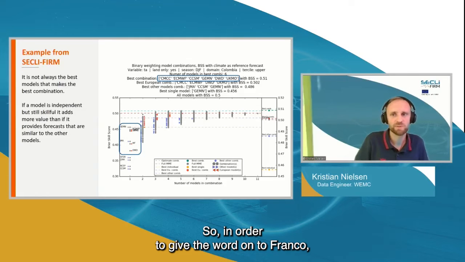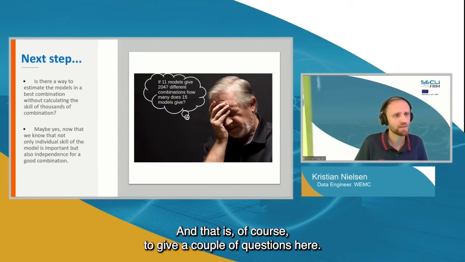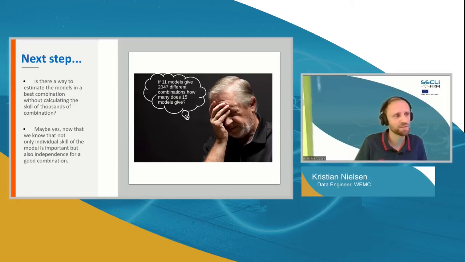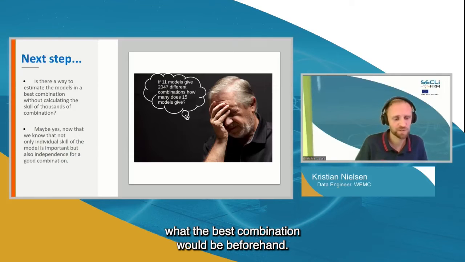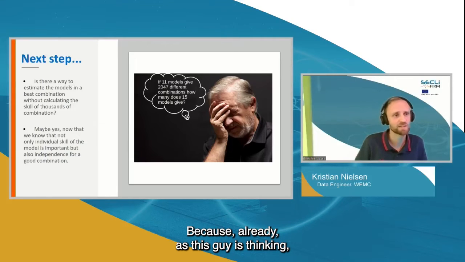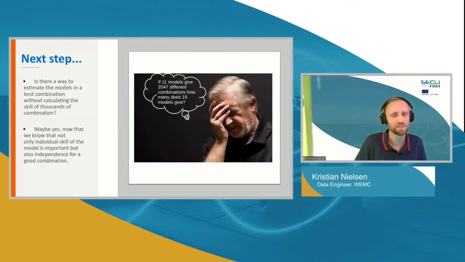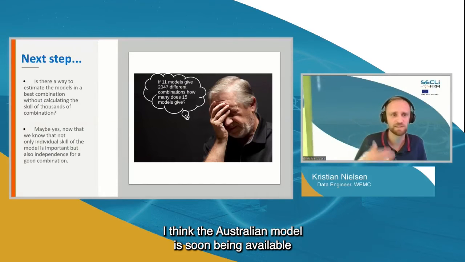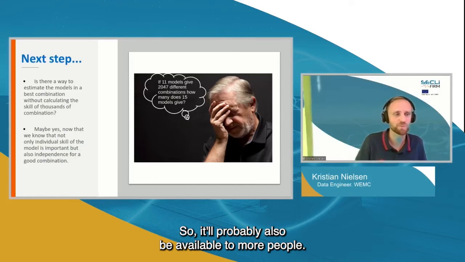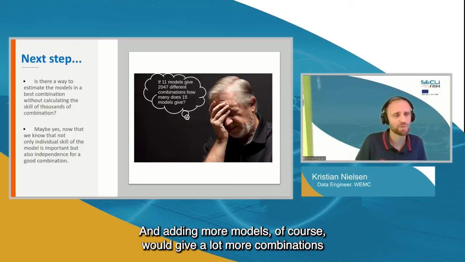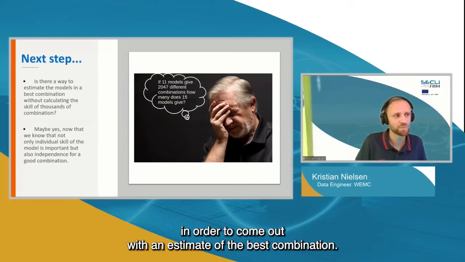So, in order to give the word on to Franco, I here want to show you my last slide. And that is, of course, to give a couple of questions here. First of all, it could be interesting, of course, to know if we could figure out what this best combination would be beforehand. Because already, as this guy is thinking, having 11 different models gives us 2,047 different combinations we need to check. So if we added more of the models that actually exist out there, I think the Australian model is soon being available in the Copernicus data store and so on, so it'll probably also be available to more people. And adding more models, of course, would give a lot more combinations and require a lot more calculations to be done in order to come up with an estimate of the best combination.